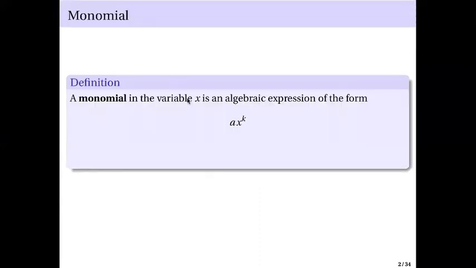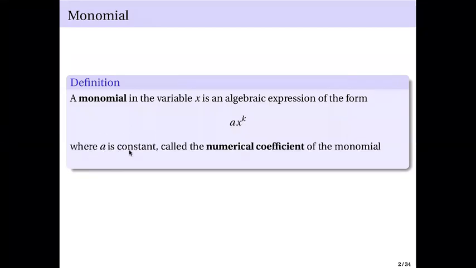A monomial in the variable x is an algebraic expression of the form ax raised to power k, where a is a constant, so it's a real number. We call it the numerical coefficient of the monomial. Most of the time, we'll just call it the coefficient, so we drop the word numerical. And k here is an integer that is greater than or equal to 0.